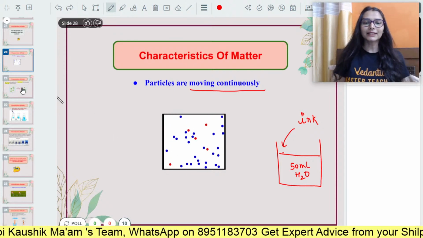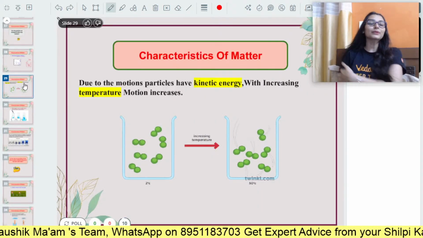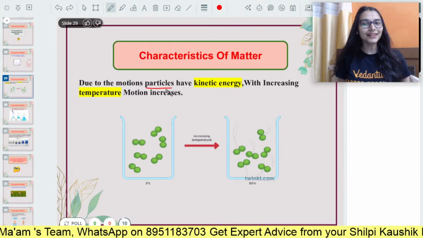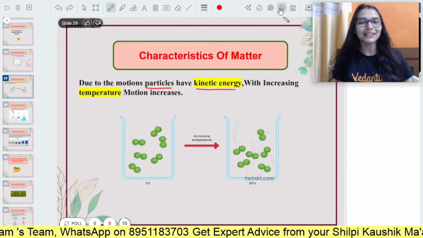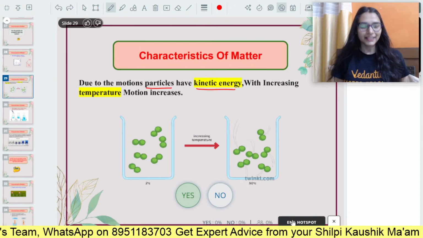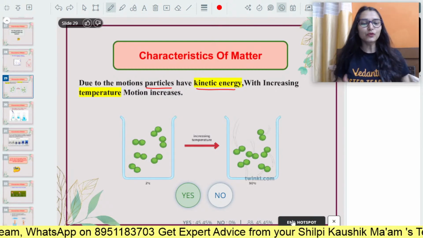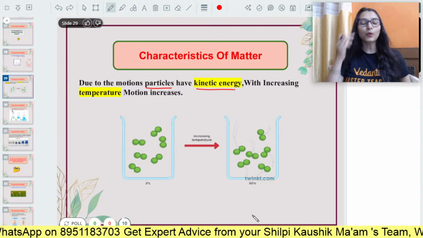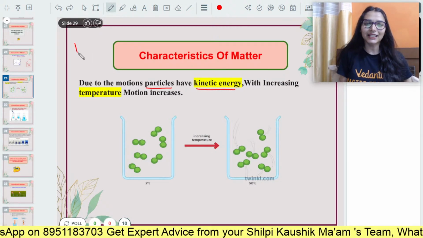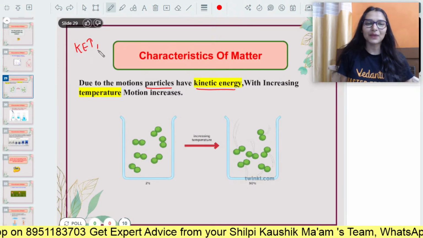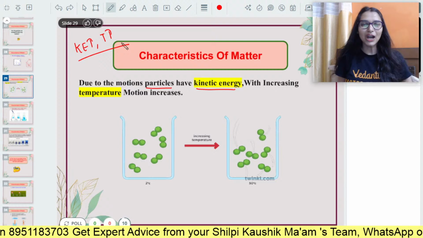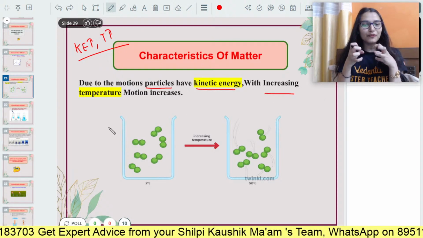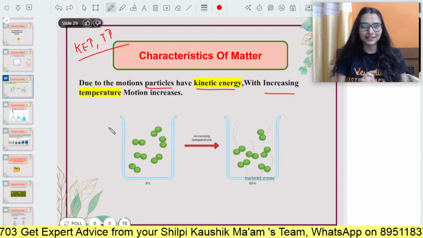So particles of matter are continuously moving, and whenever there is a moving body, it always has some kinetic energy in it. Yes or no? A body in movement has kinetic energy. Kinetic energy increases with temperature. So what happens at high temperature? The motion of particles will also increase, right?